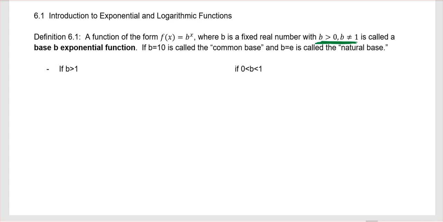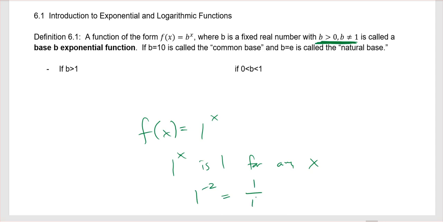If I had my function f is 1 to the x power, that's not very interesting, right? We know that 1 to the x is 1 for any x. If I square 1, it's still 1. If I raise 1 to the negative 2 power, this would be 1 over 1 squared, which is still just 1. So this is highly uninteresting because it's a constant function, so we're not going to worry about it.